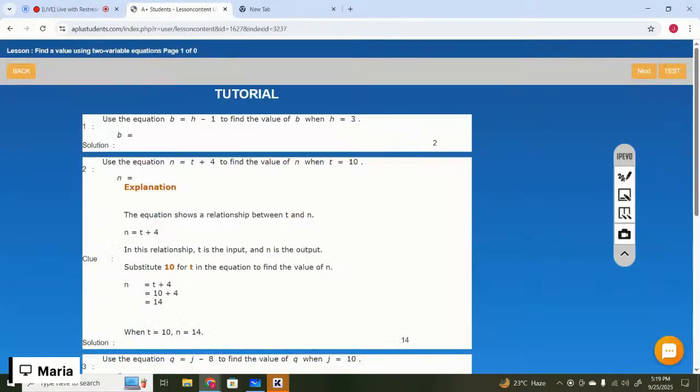Now we are given the equation and the value of the variable. We need to replace the variable with the value and find the value of the other variable. Like the example: use the equation n equals t plus 4 to find the value of n where t equals 10. So you are given the value of variable t, that is 10.